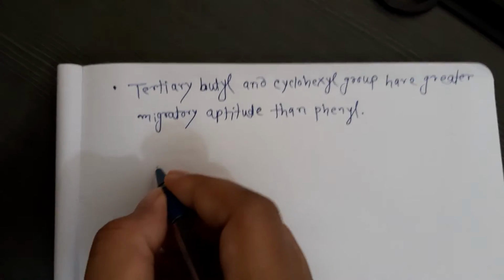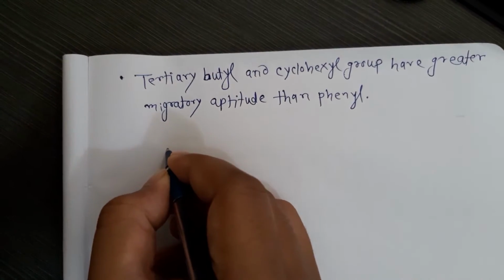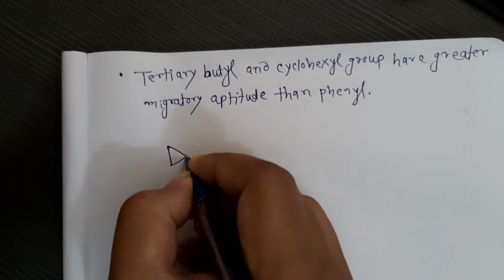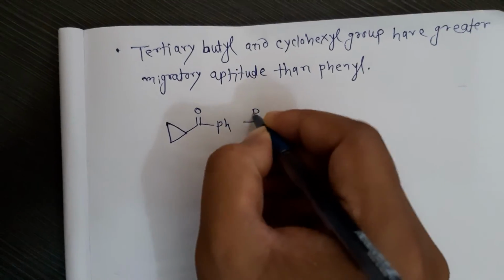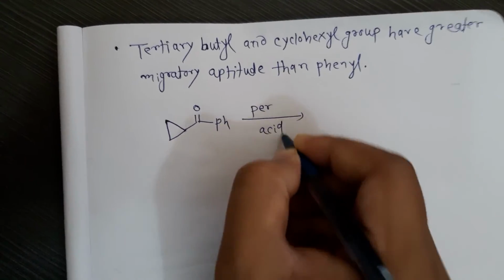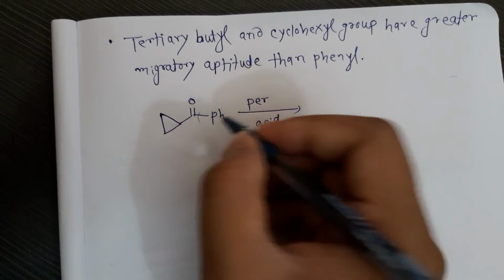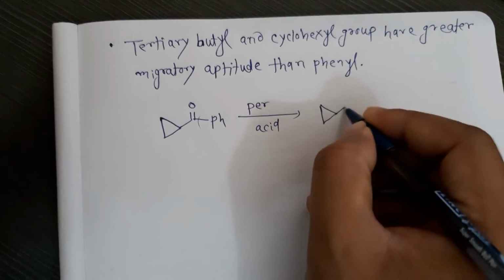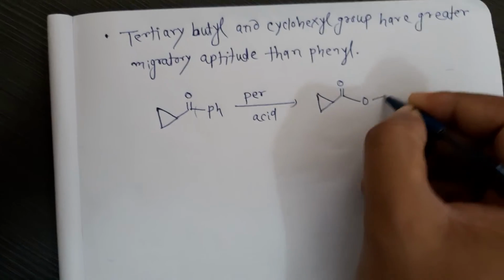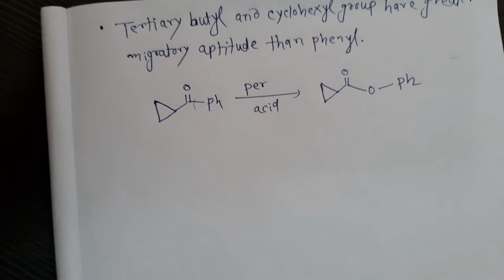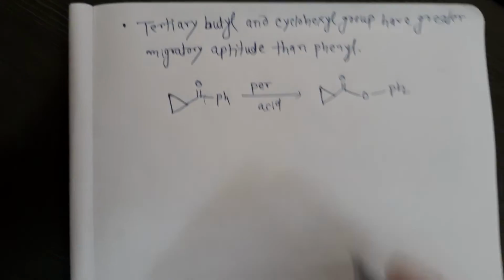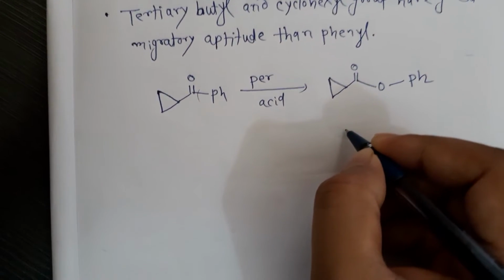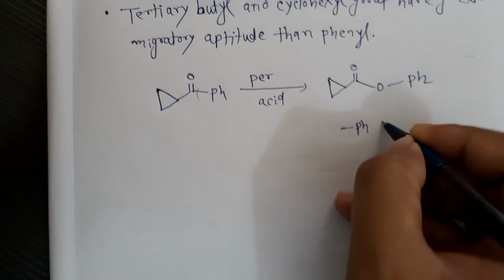Now let's consider one more example, this is not an exception, this is regular. This is Ph. If we give per acid here, the more electron releasing group will migrate here, C=O to O-Ph. So between cyclopropyl and phenyl, the phenyl group will migrate.